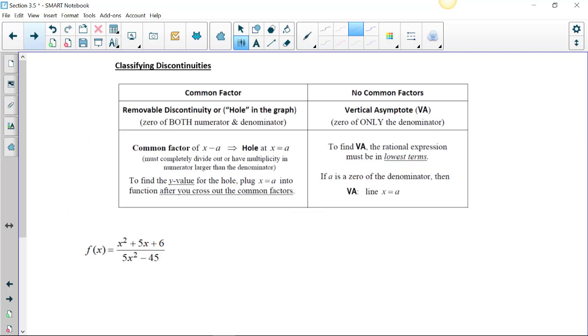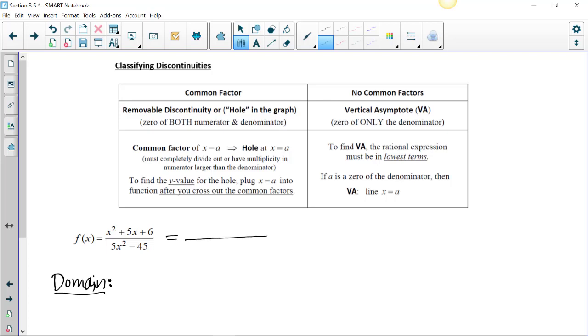All right. Let's classify these discontinuities. Basically, you have a sheet that tells you the steps, and you need to follow the rules. The first step says, factor the denominator to determine the domain. Basically, determine where the discontinuities are so we can decide what they are. So factor the denominator.